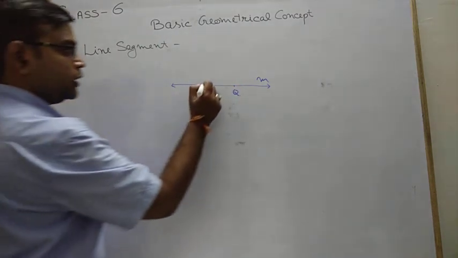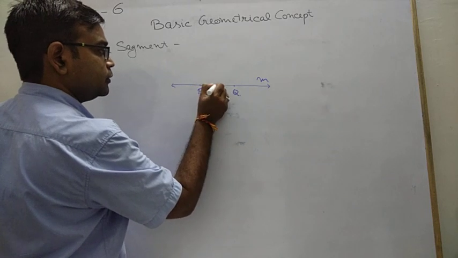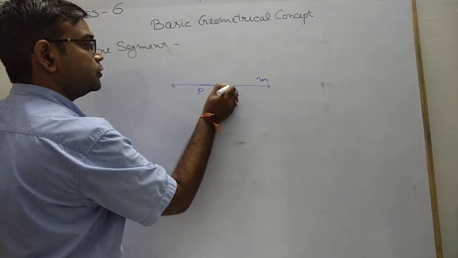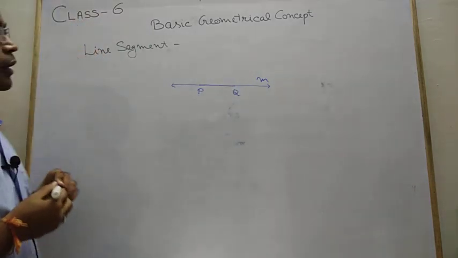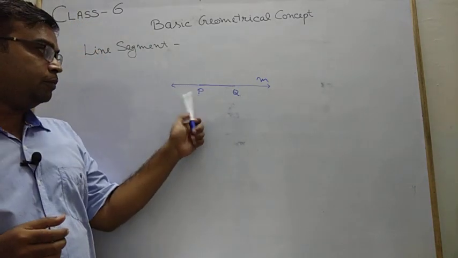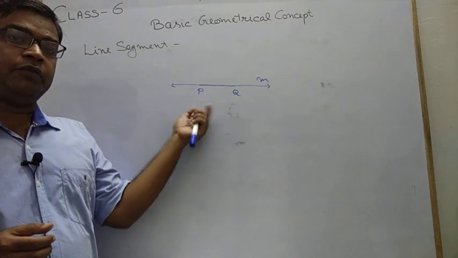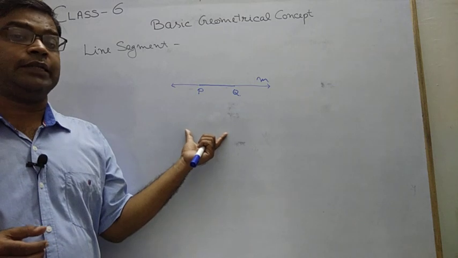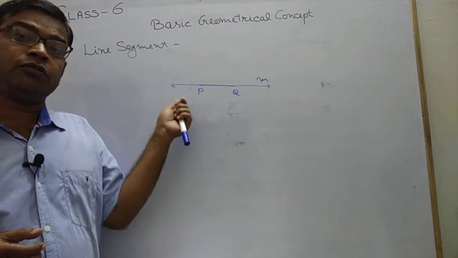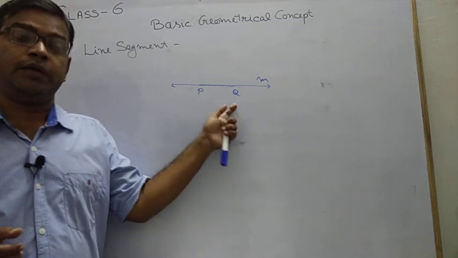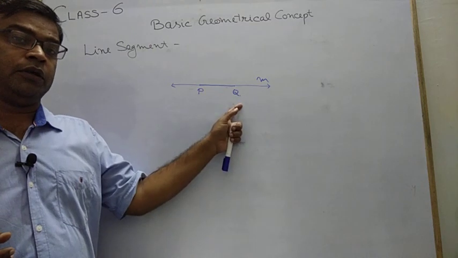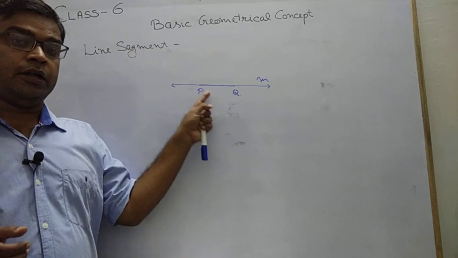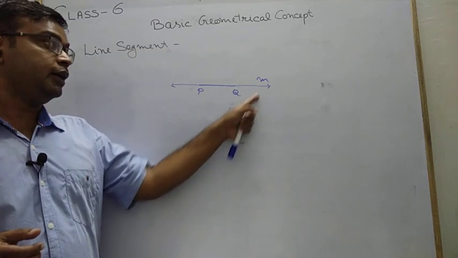Clear? So this part of the line, this part, the part of the line in between two fixed points, is known as your line segment, and this also includes both the points, including point P and point Q. The given length, this one, is known as your line segment. Line segment of what? Line segment of line M.